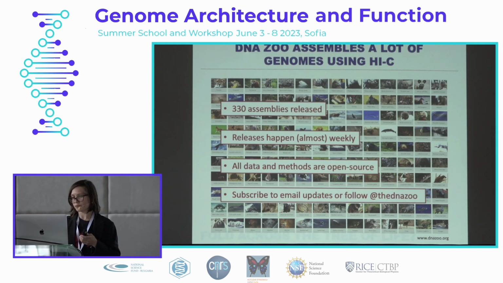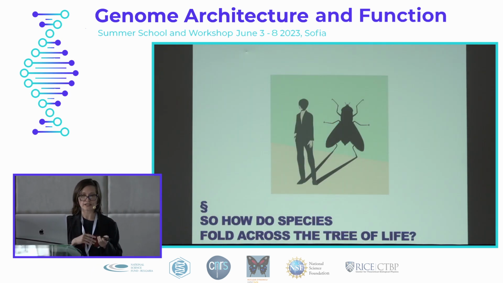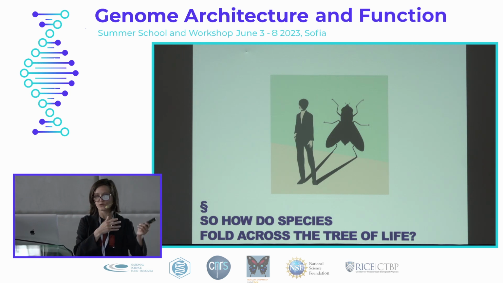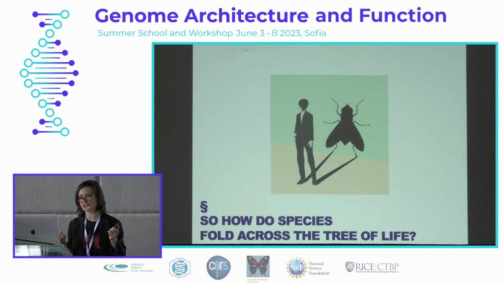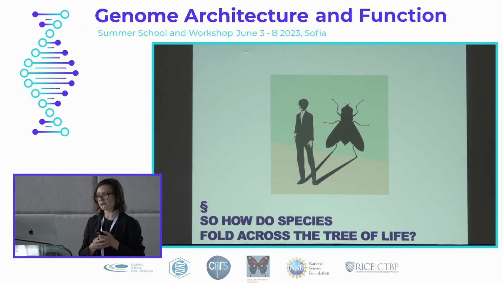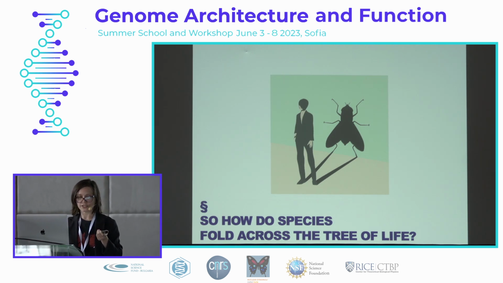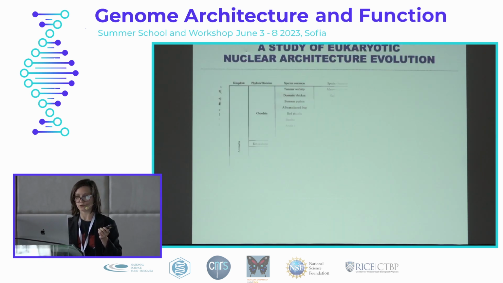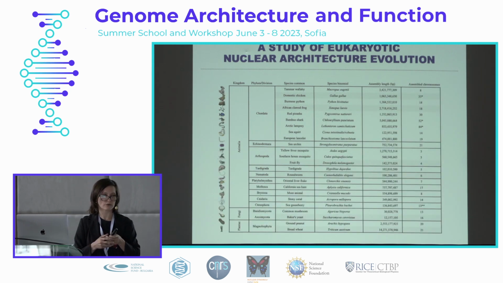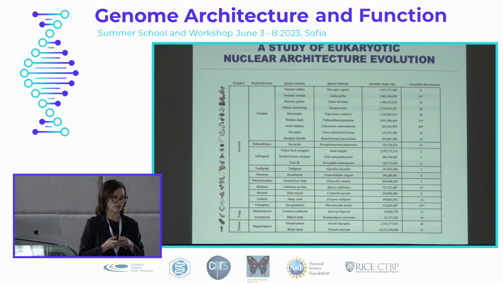But what I'm going to talk to you about is another study that we're trying to do with the large comparative data we're creating as part of the DNA Zoo Consortium, a study that we've recently published with colleagues from the Netherlands and the Center for Theoretical Biological Physics. In this particular study, we're curious to understand how species fold, specifically the eukaryotes: how do different species fold across the tree of life?